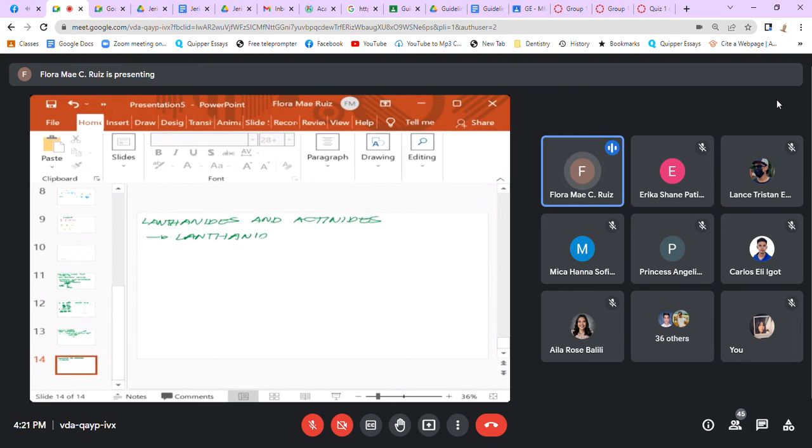While the actinide elements, these include uranium, plutonium. So they have electrons entering your 5f sublevel.